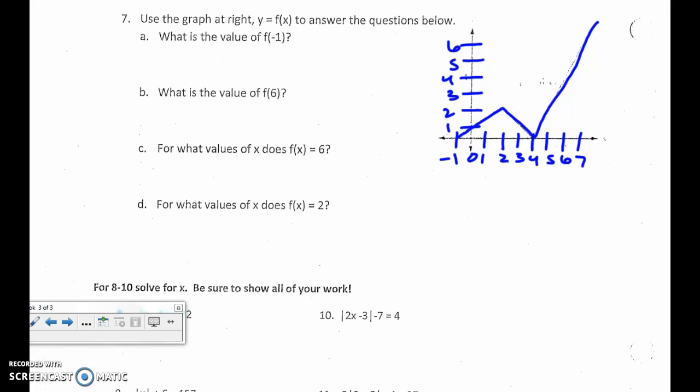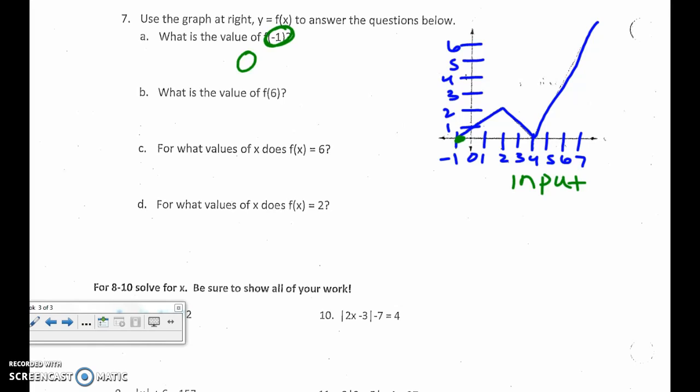Okay, so remember when we're given an input, when it's inside the parentheses, that is our x value. So I'm going to go to -1 on my x value, and I'm going to see where the graph crosses. Well, the graph crosses right at the x-axis, and that's at 0.